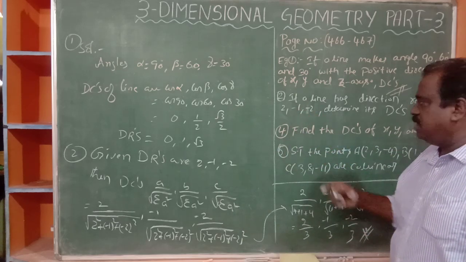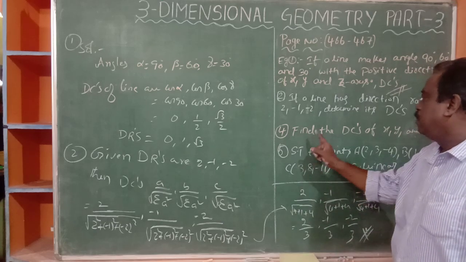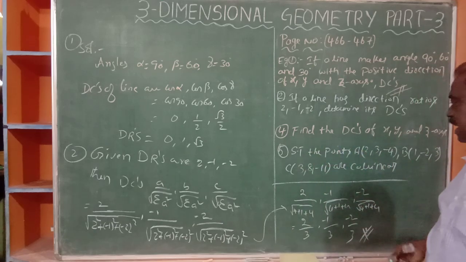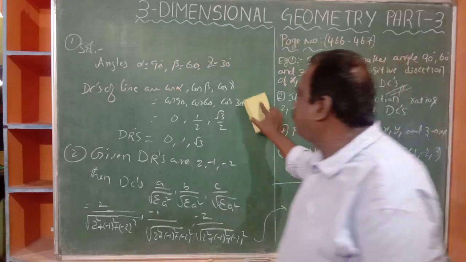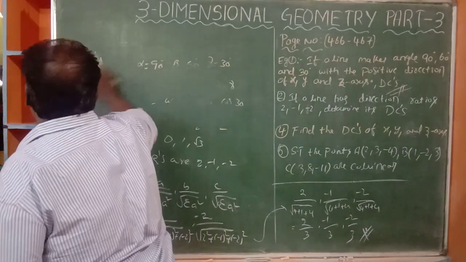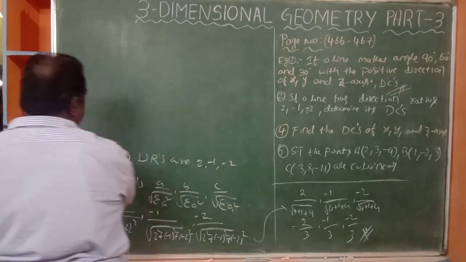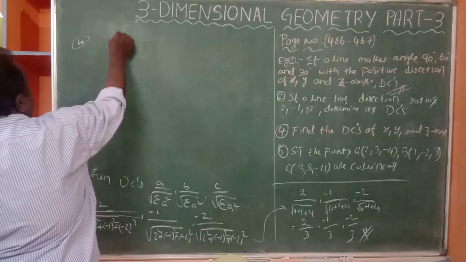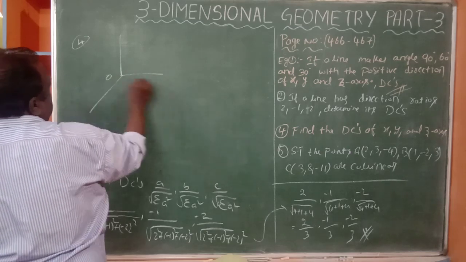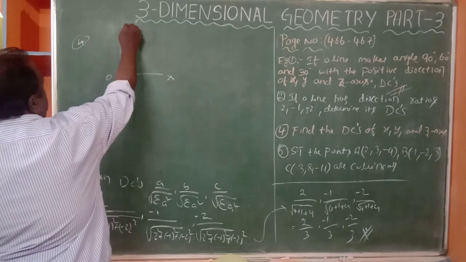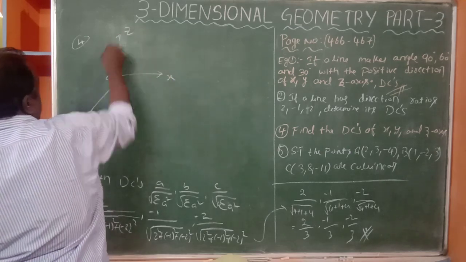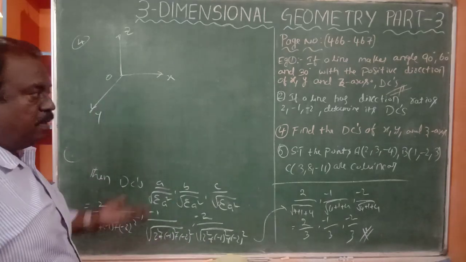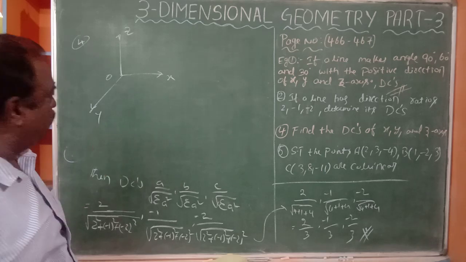Next, that is a simple one, you solve it. The fourth one: find the DCs of the x, y, z axes. Very simple question. You see, the origin, x-axis, y-axis, z-axis is there. We are asked the DCs of the x-axis, y-axis, z-axis.